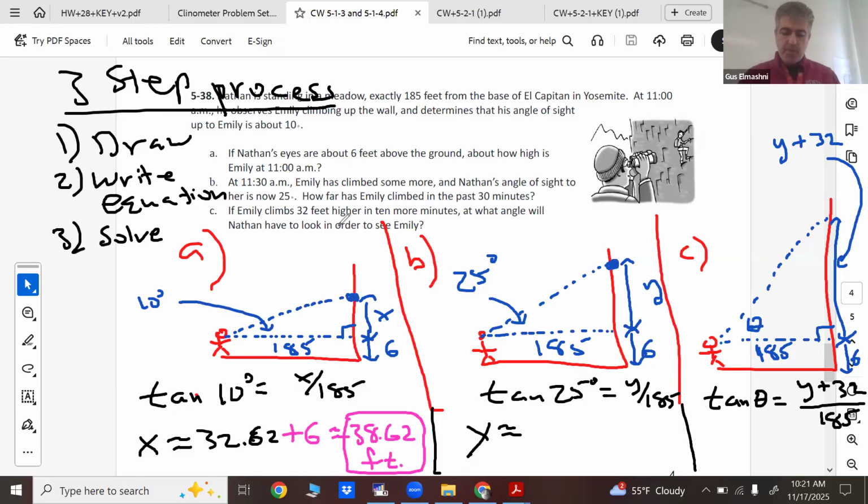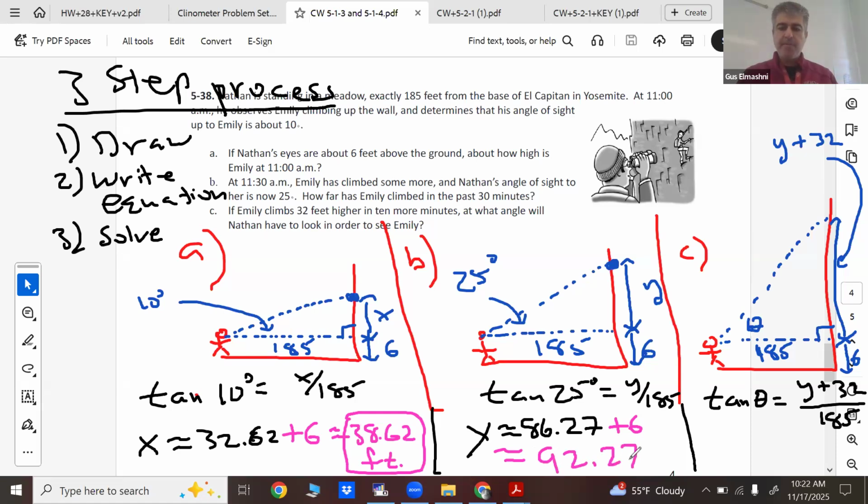Now if I do the next one, 185 tan 25. Wow, she's quite the climber. 86.27. That's actually quite impressive to get that far in half an hour. 86.27. Actually, I don't know if that's good. I don't climb, but it seems good. And you have to add 6. So it's 92.27.